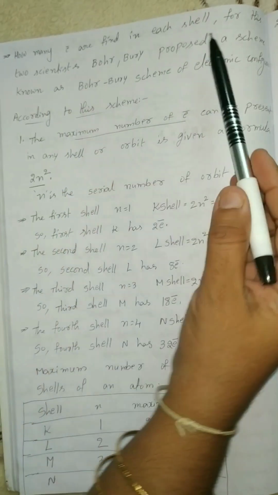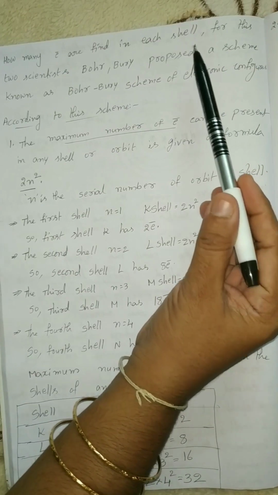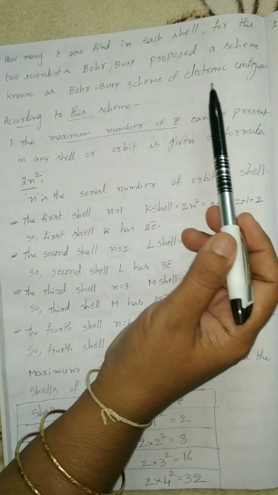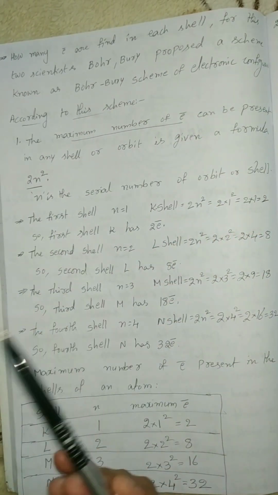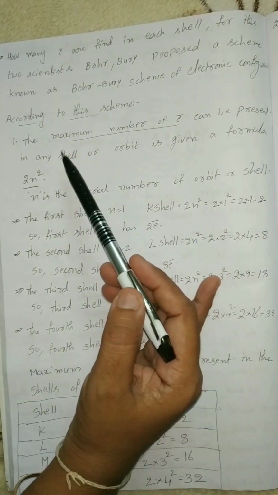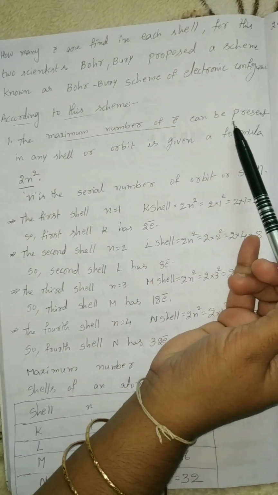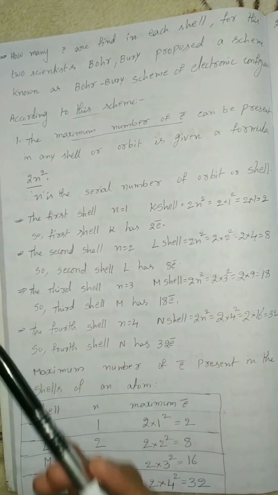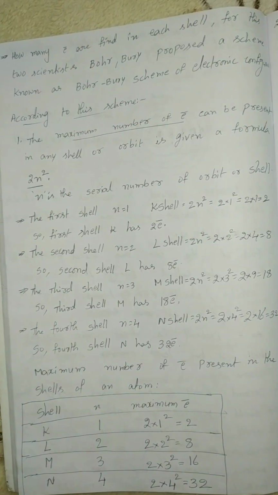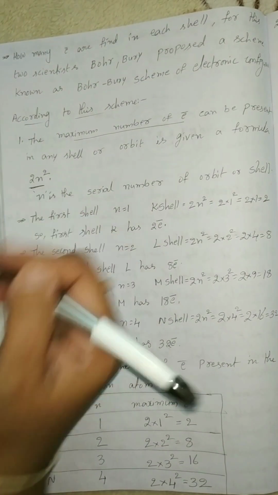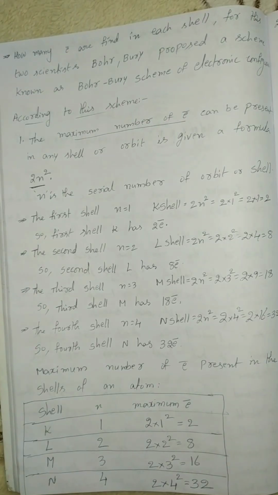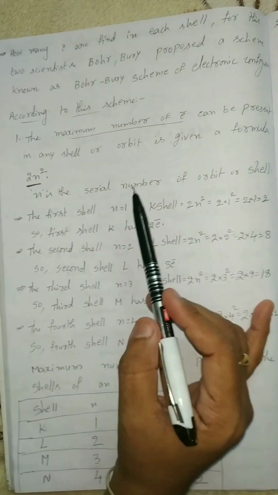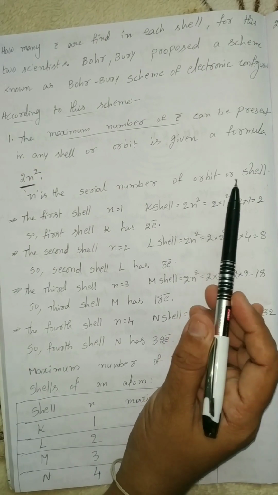Many electrons are found in each shell. So the scientist Bohr proposed a scheme known as the Bohr scheme of electronic configuration. According to this scheme, the maximum number of electrons that can be present in any shell or orbit is given by a formula. They found a formula: 2n square. That tells how many electrons fill in the orbit. Here n is the serial number of the orbit or shell.